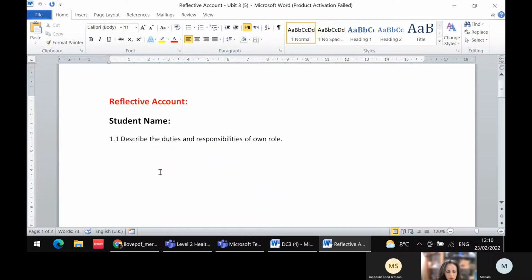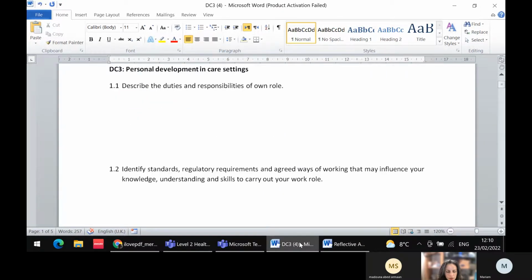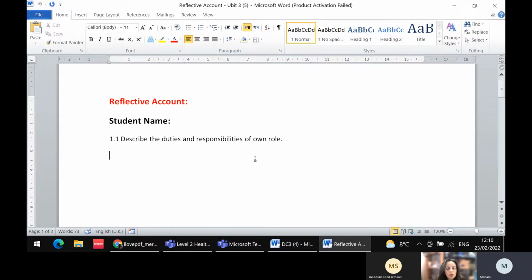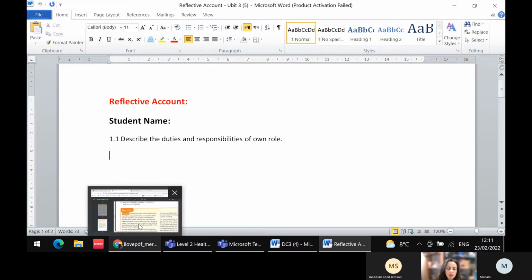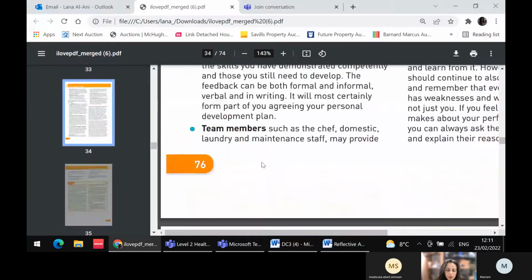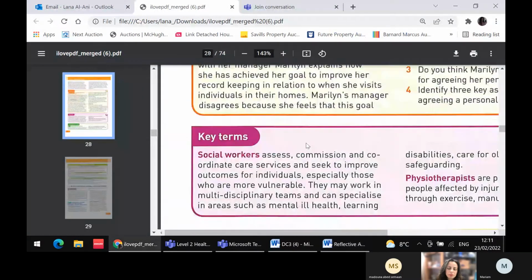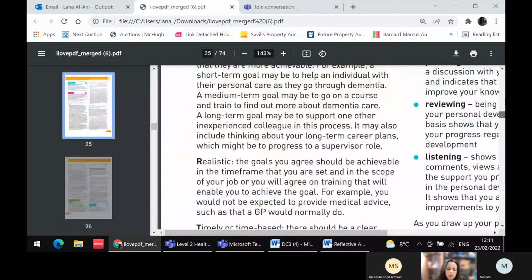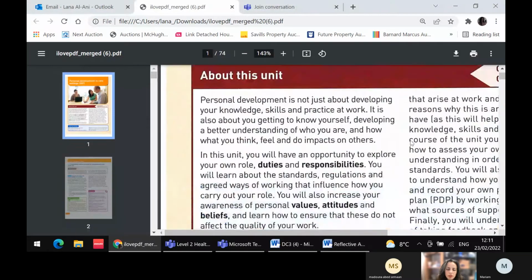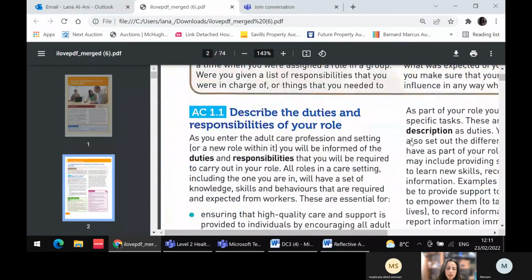So now you need to talk about your own roles, your own duties, how you manage your work. We spoke about this at the beginning of the day. When I send you the recording, you will find it where we started talking, which is to describe your own duties and responsibilities of your own role.